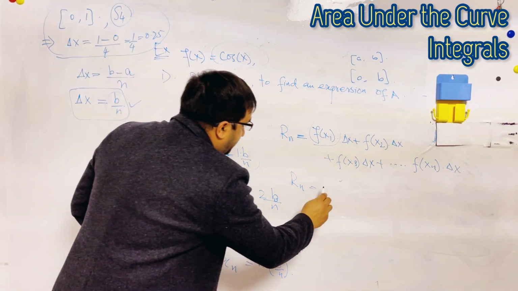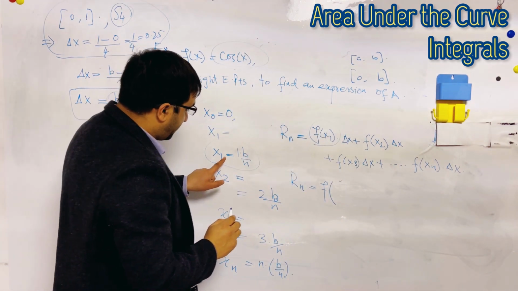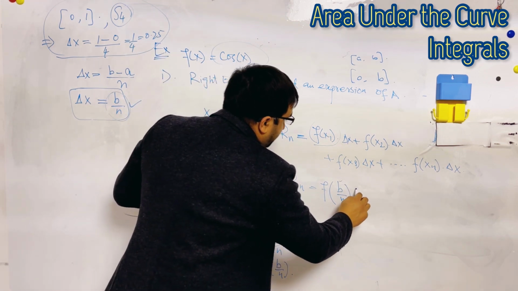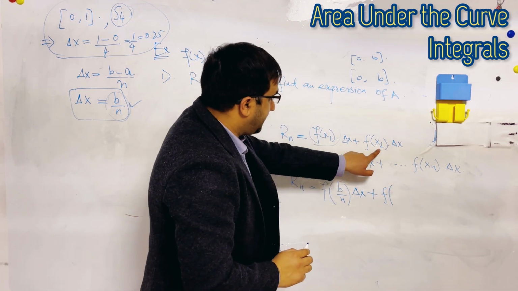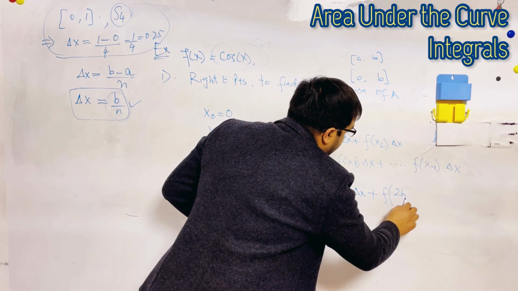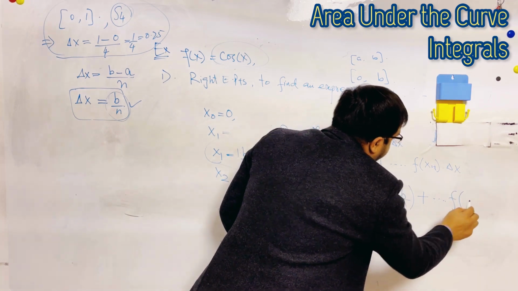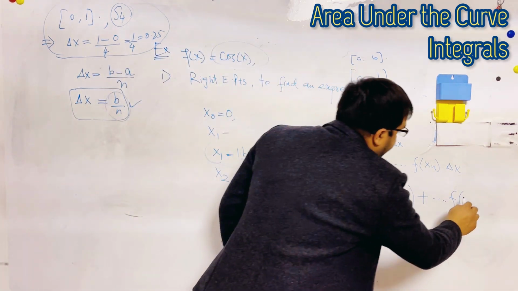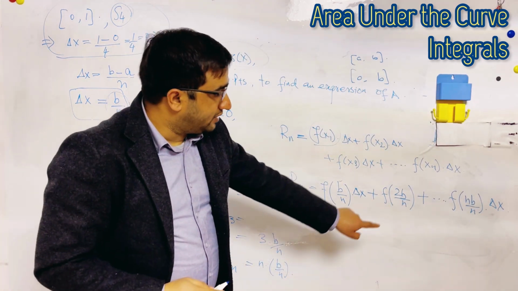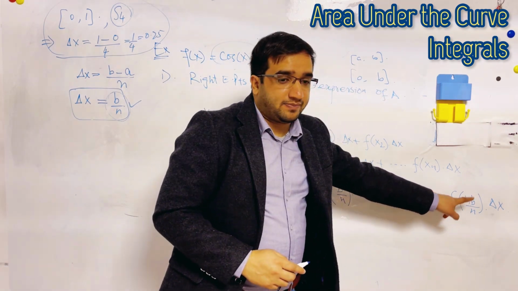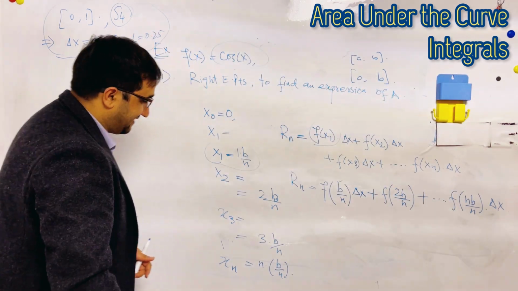So, one more step we can go. f of x1 means the value of the function at the point x1. What is x1? It is b divided by n, times delta x, plus f of x2, the value of the function at the point x2, which is 2b divided by n, plus so on. f of xn means the value of the function at the point xn, which is nb divided by n, into delta x. Sometimes we do not simplify the things here because they can help us later on. You can cancel these two n's, but I don't want to cancel them.